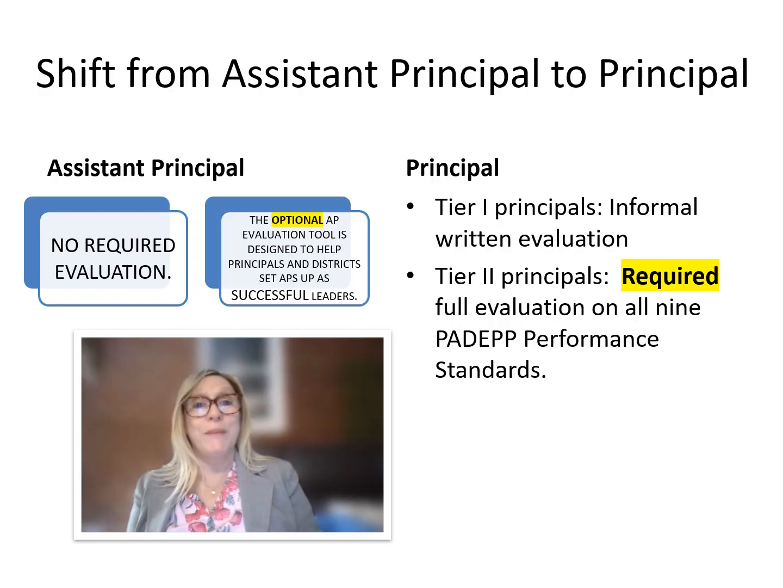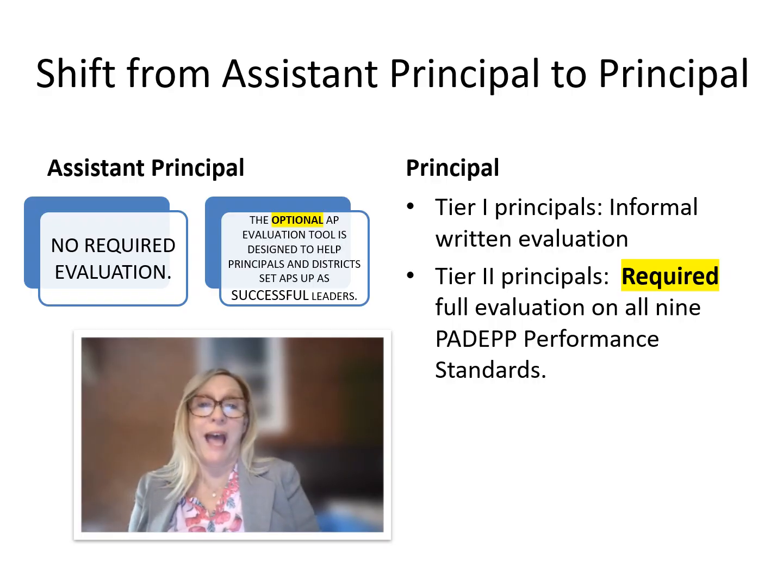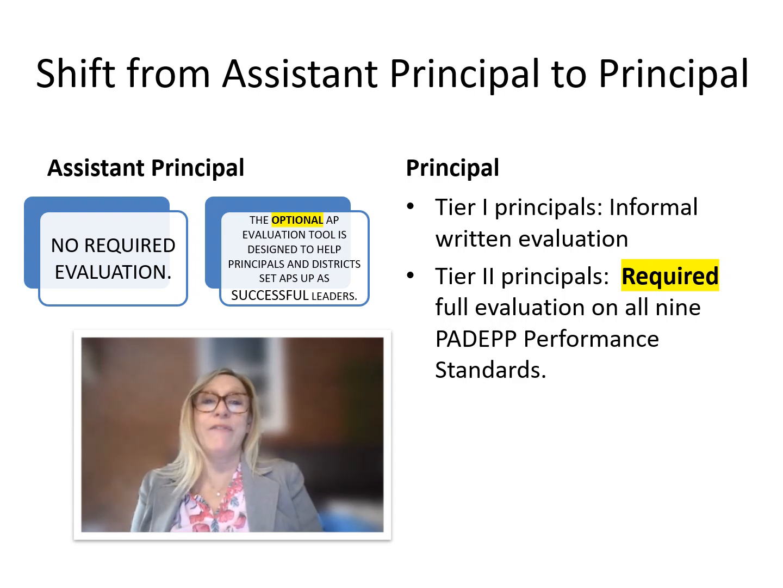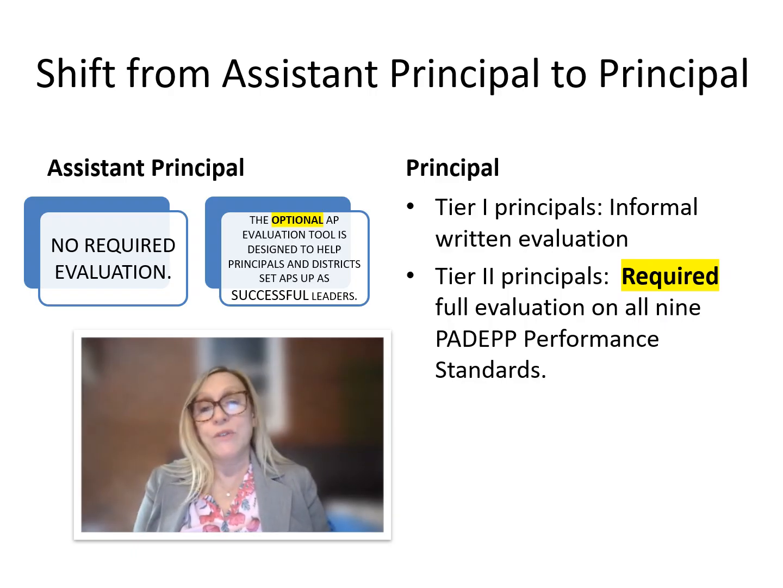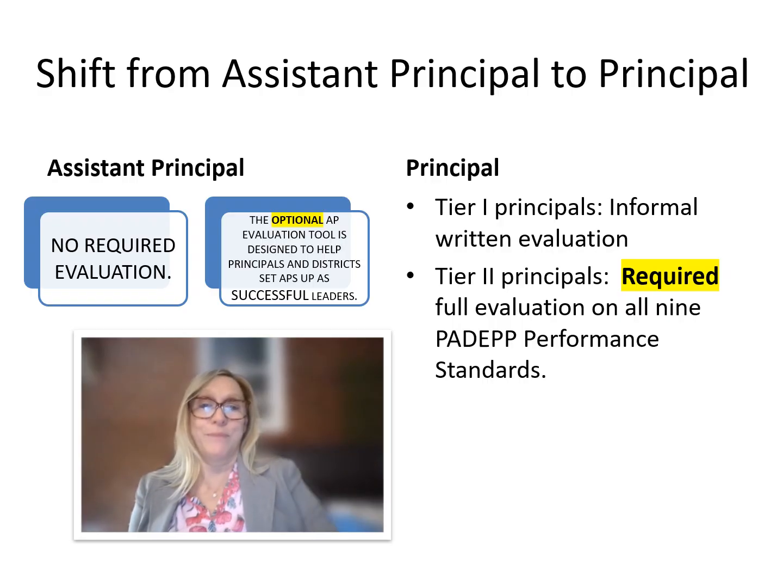However, when you move from assistant principal to principal, you will be required to have a full evaluation on all 9 PADEP performance standards when you become a Tier 2 principal. Therefore, it's very, very important for us to make sure that you understand those standards and give you an opportunity to practice some of those.